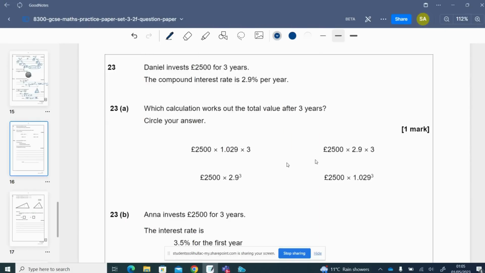Okay, so question number 23. Daniel invests £2,500 for 3 years. The compound interest is 2.9% per year. What calculation works out the total value after 3 years?